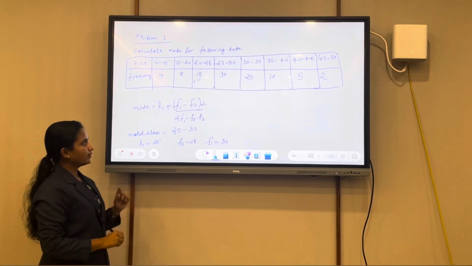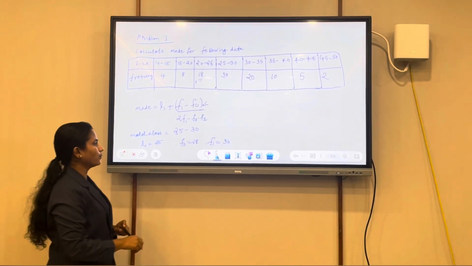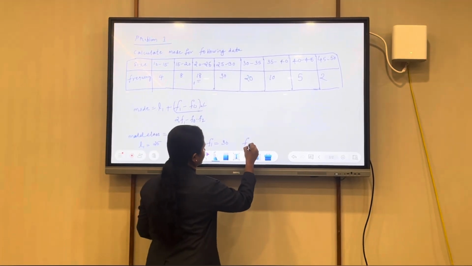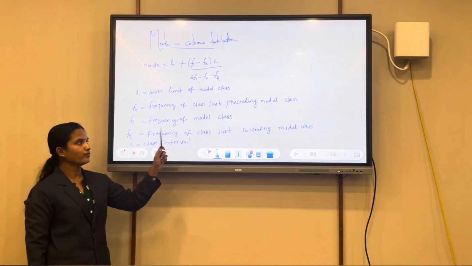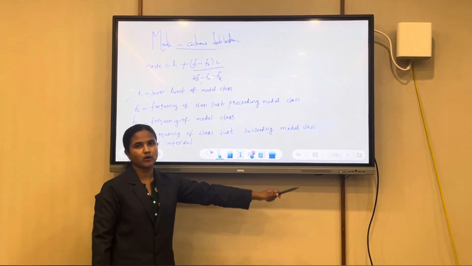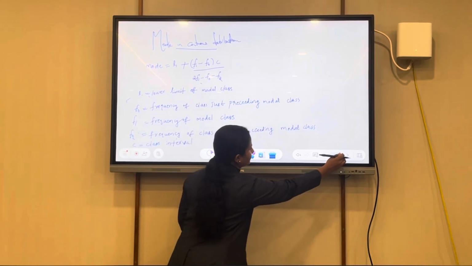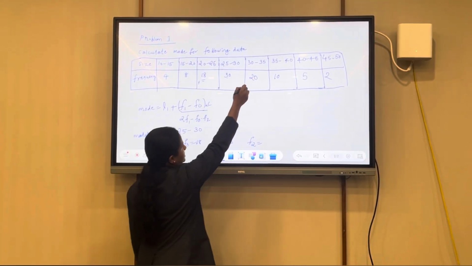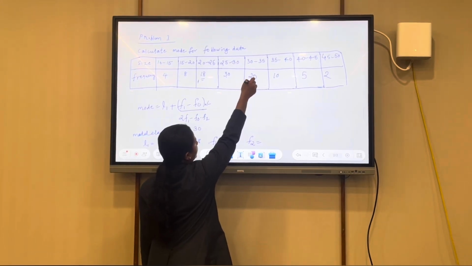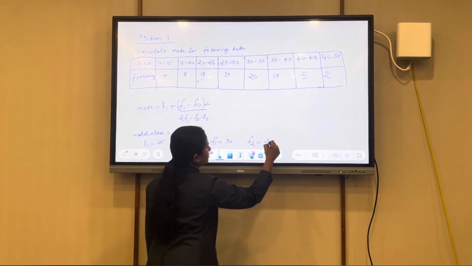Next we have to find out F2. F2 is equal to frequency of class just succeeding modal class. This is the modal class and this is the class just succeeding modal class. So 20. F2 is equal to 20.